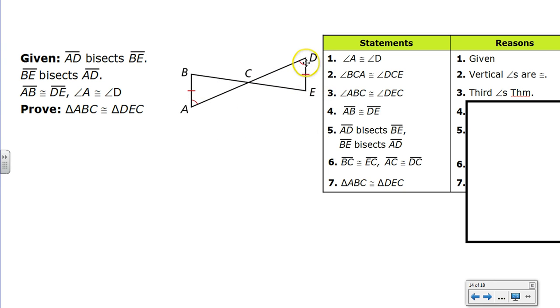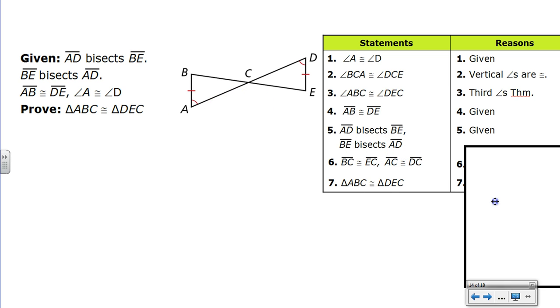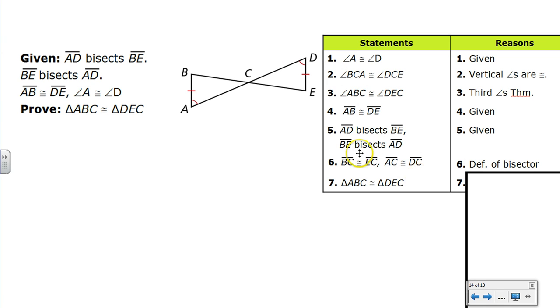AB is given that it is congruent to segment DE. We know that AD bisects BE and BE bisects AD. This was given, wasn't it? And so we can say that BC is congruent to EC and AC is congruent to DC. And that's our definition of bisectors, right? So we have now shown that these triangles have all angles congruent and they have corresponding sides that are congruent. So we can say that they are congruent by our definition of congruent triangles.